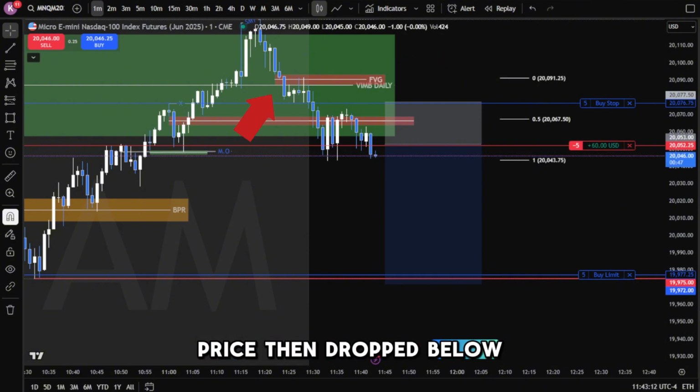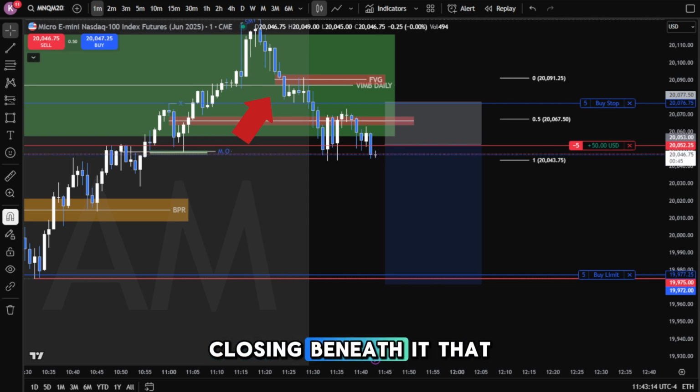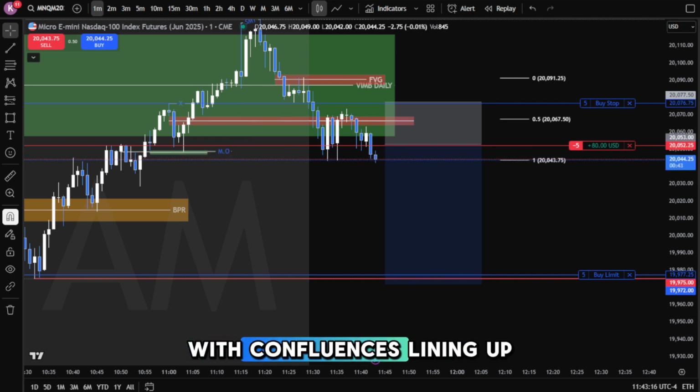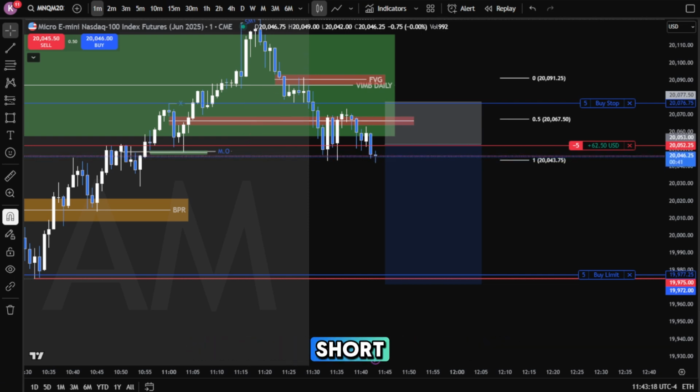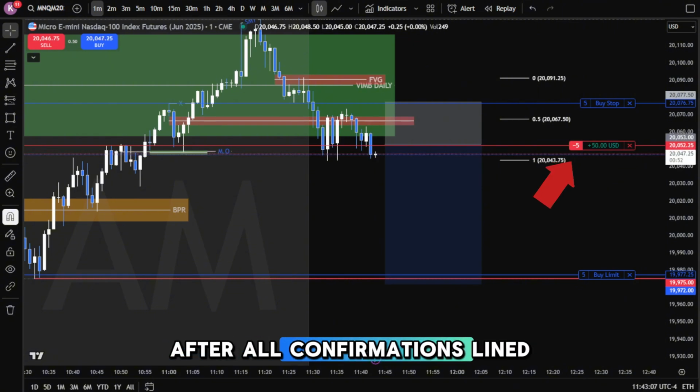Price then dropped below the midpoint of that daily VIM, closing beneath it. That was the final signal. With confluences lining up, I prepared for the short. I entered short right after all confirmations lined up.